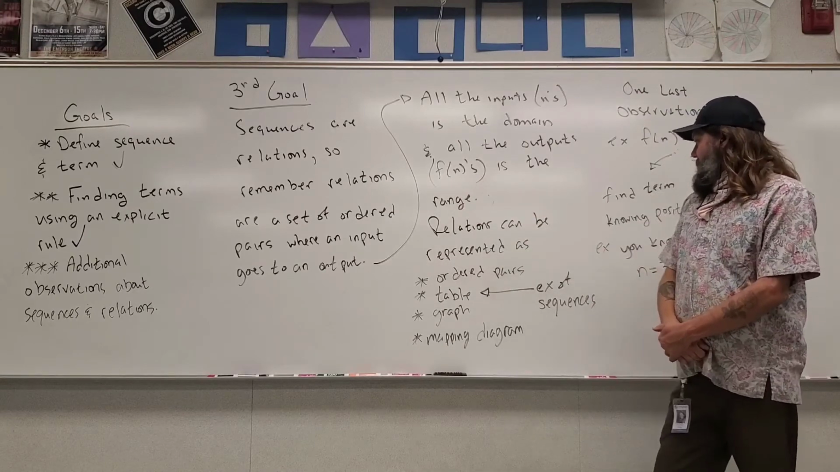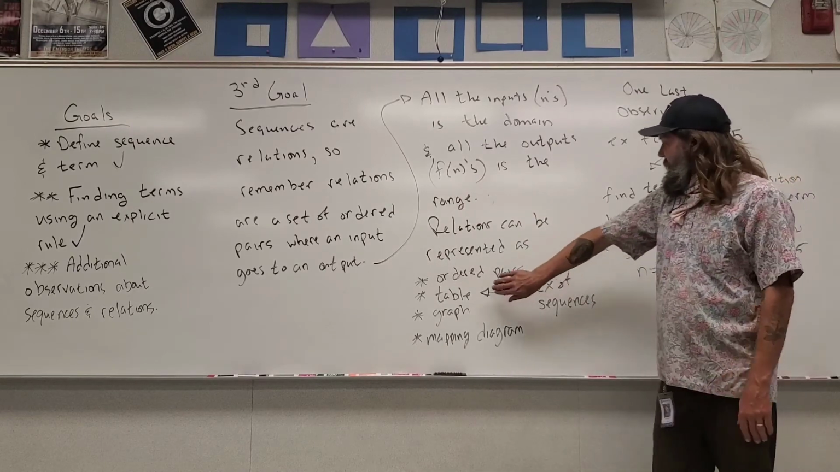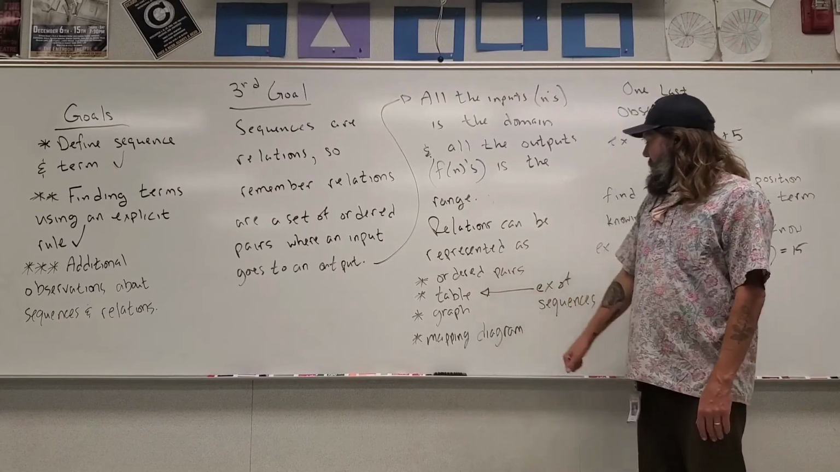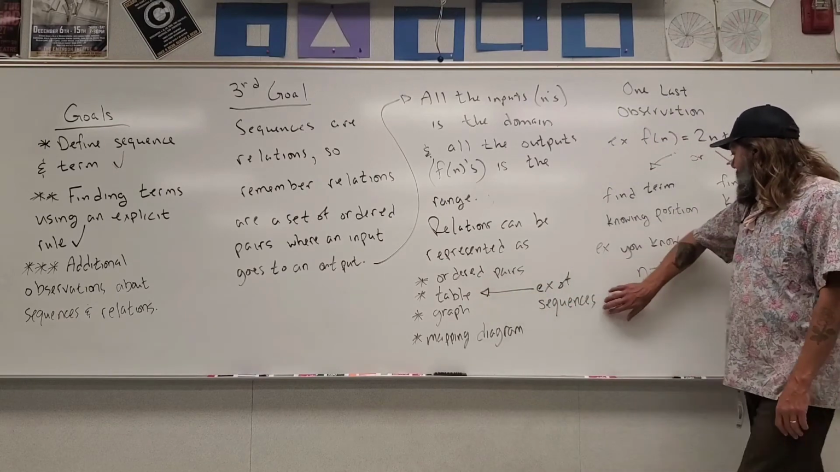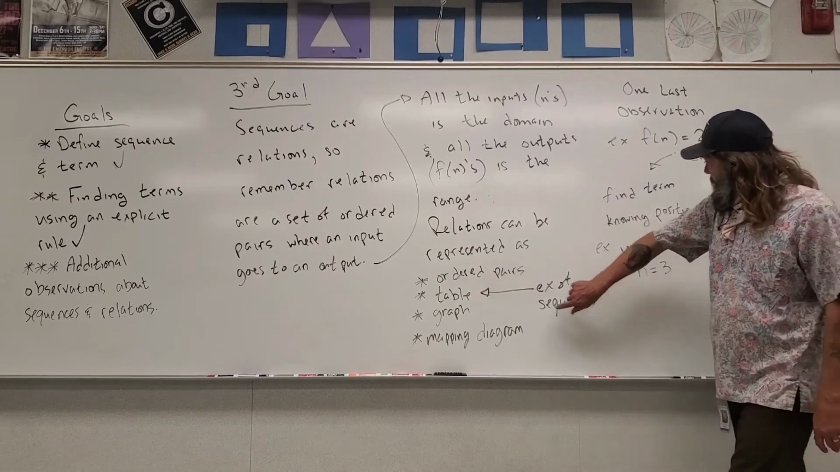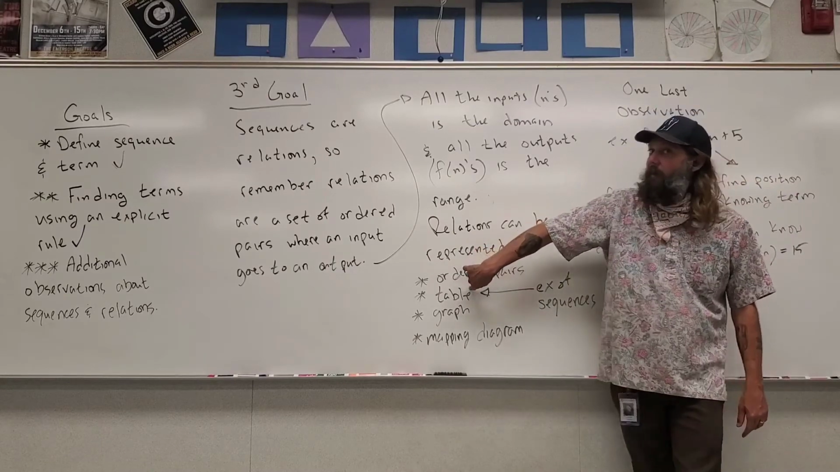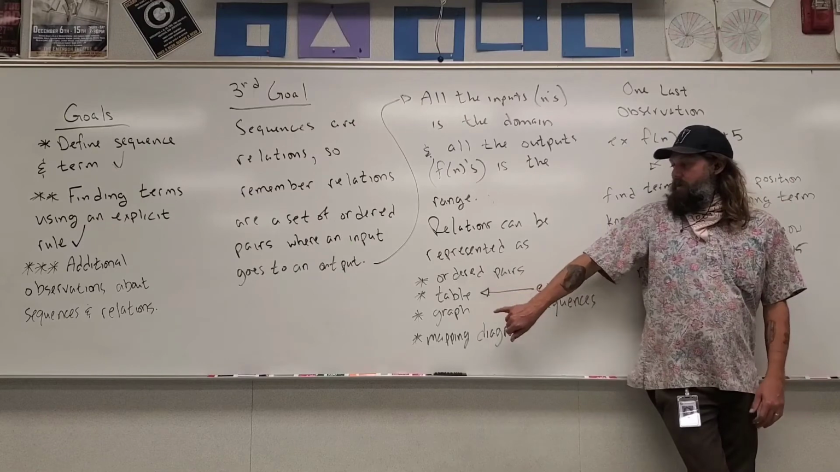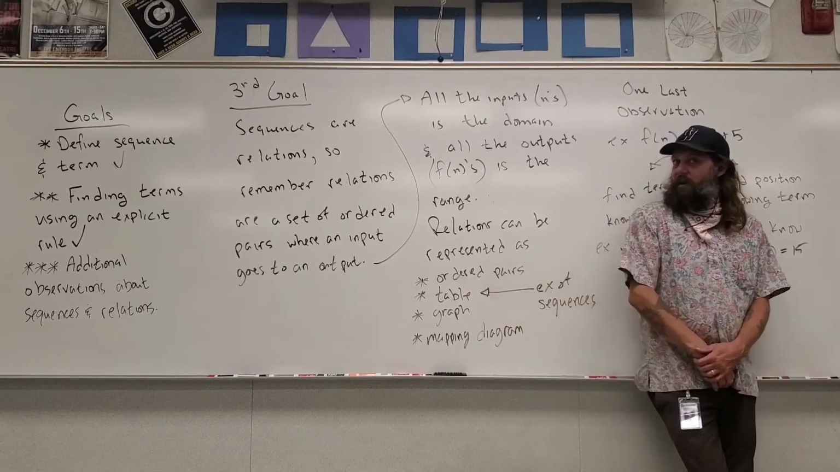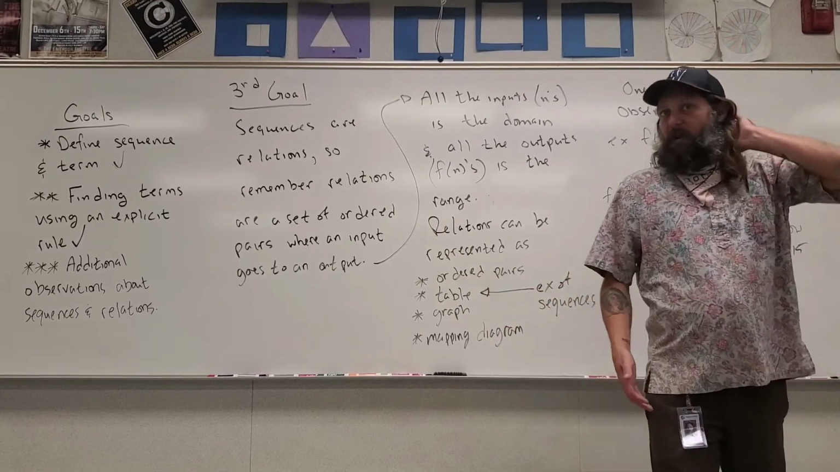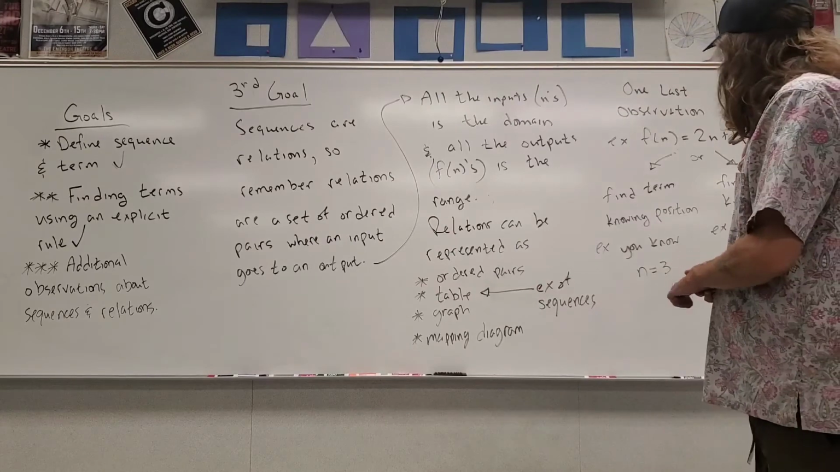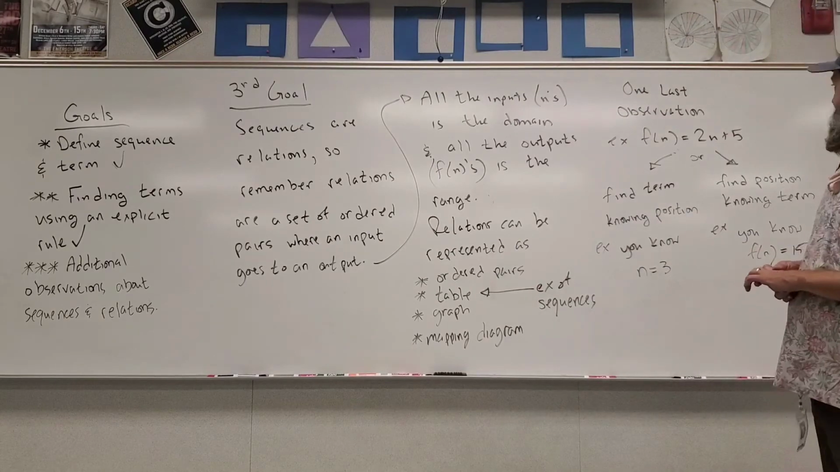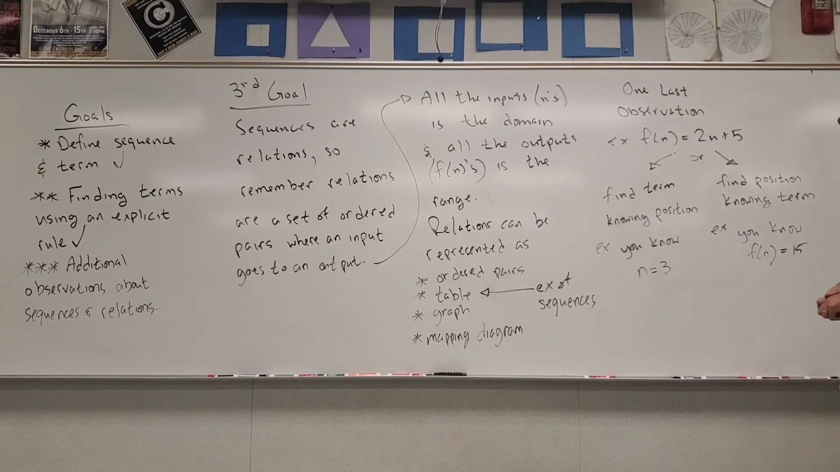Remember, relations can be represented as ordered pairs, tables, graphs, a mapping diagram. All the examples of sequences I've given you so far have been a table, which means that you can rewrite them as either ordered pairs, a graph, or a mapping diagram. So please keep that in mind. You're actually going to be asked to do this in a homework assignment. I have one more observation before I end this lesson.